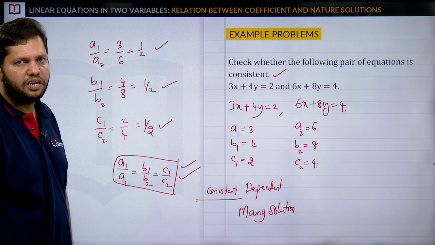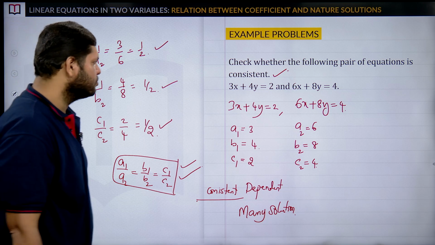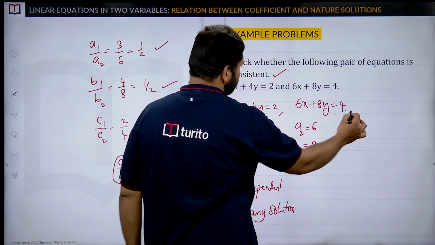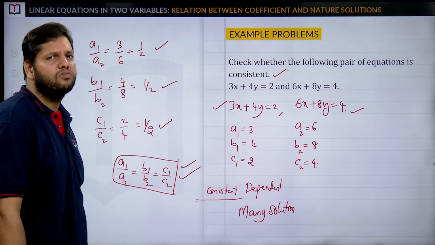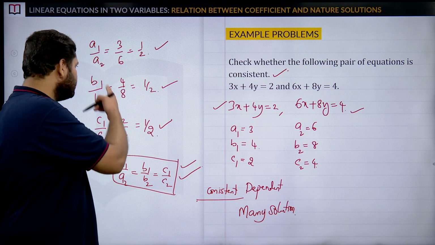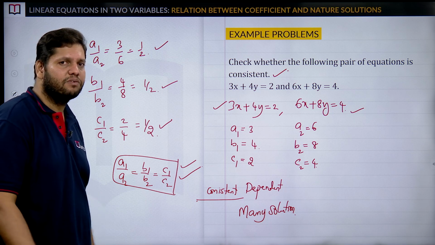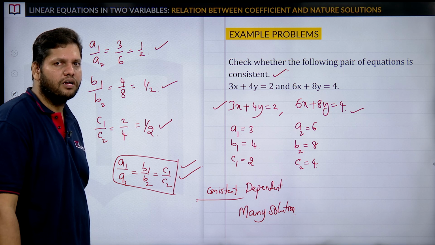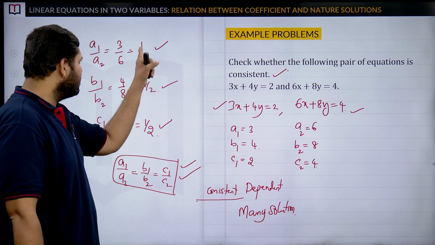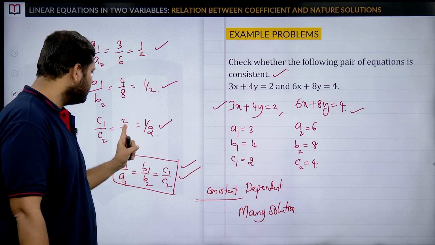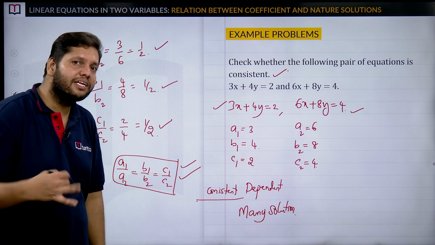Am I clear, children? This answer or any doubts? The question is very simple, children. They have given the two equations, the first equation and the second equation. Try to write the a1, b1, c1 values and a2, b2 and c2 values. Later find the ratios: a1 by a2, b1 by b2 and c1 by c2. After that just do the comparison. I am getting a1 by a2 equal to b1 by b2 equal to c1 by c2. Then check which condition is satisfied among the three conditions.